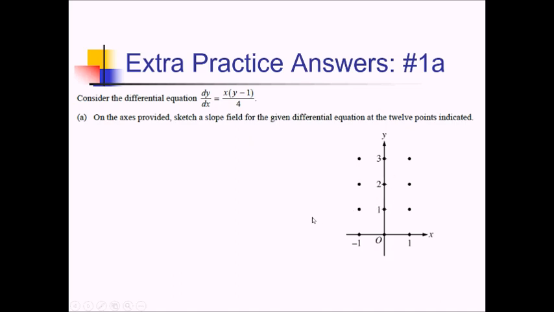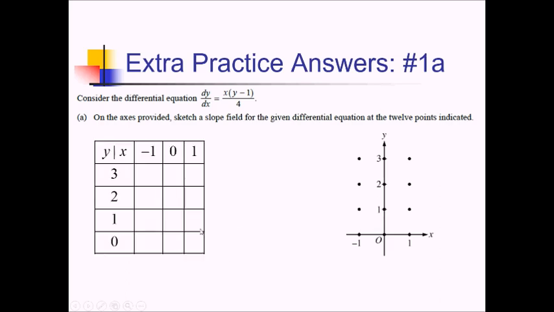Although it's not required for this, I always like to make a table, and I always lay it out with the x and y values the same way this grid is laid out that they've given me. So I've got my own little grid, with all the y values from 3 down to 0, just like we have here, and also -1, 0, and 1 for the x values. So let's see, I'm just going to go one column at a time.